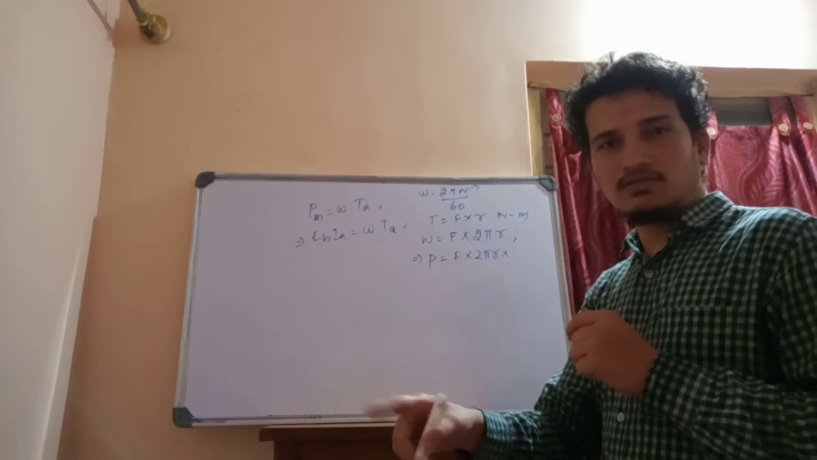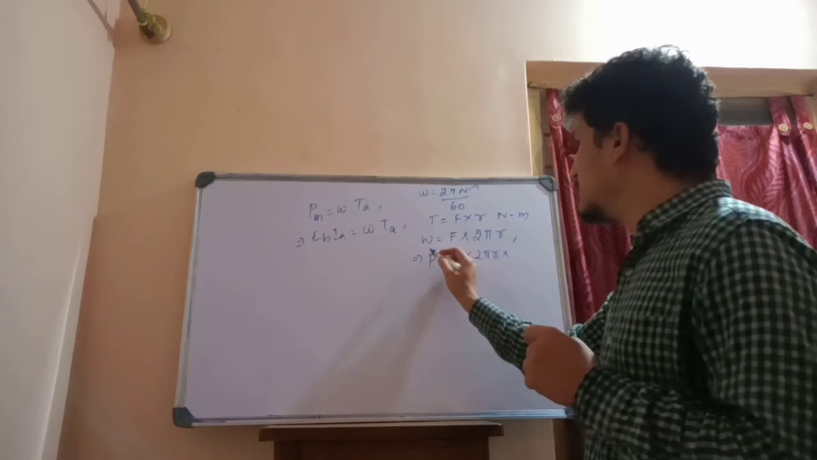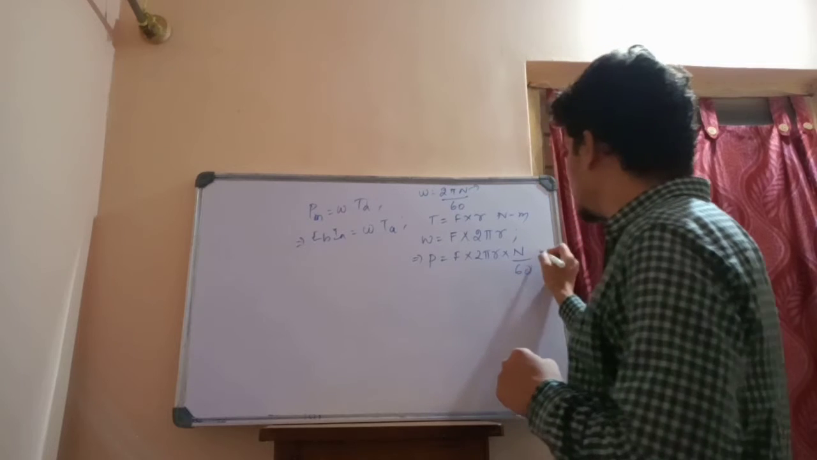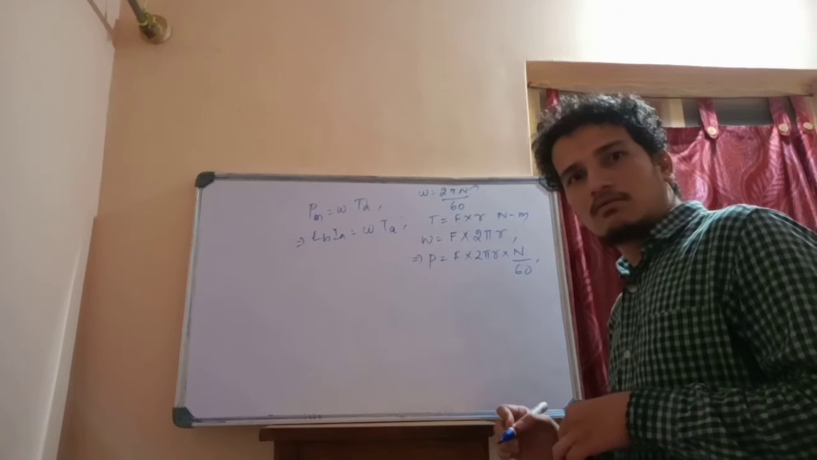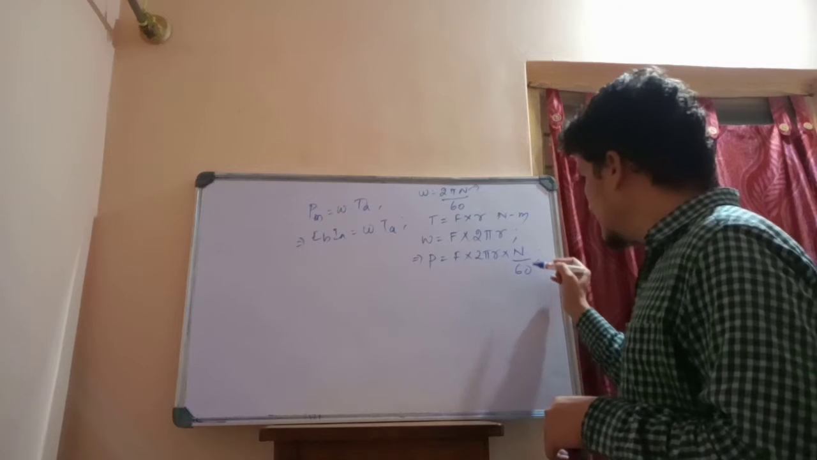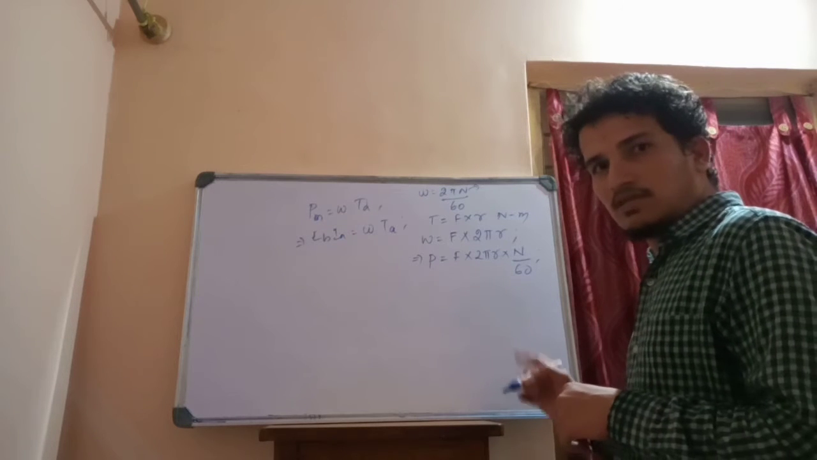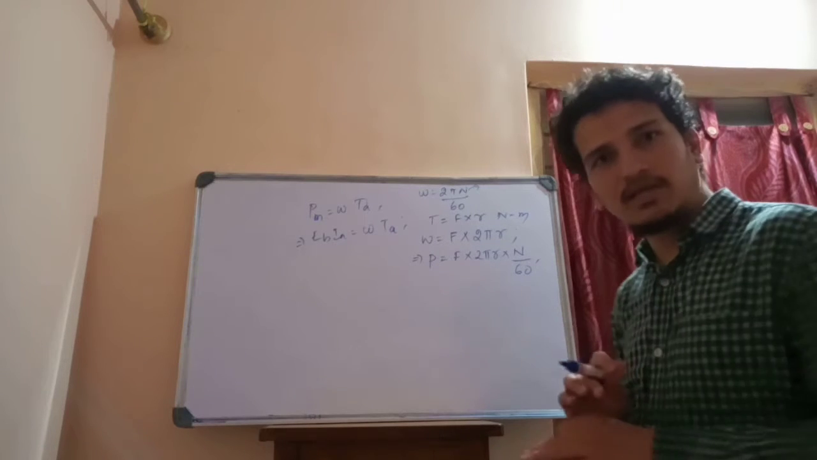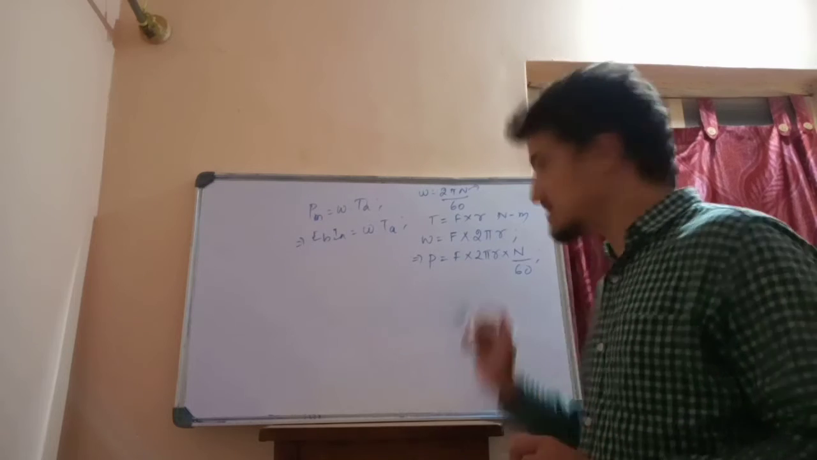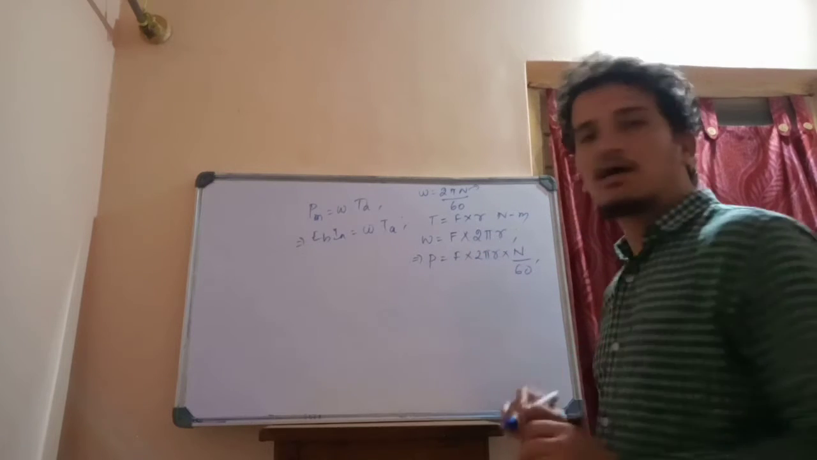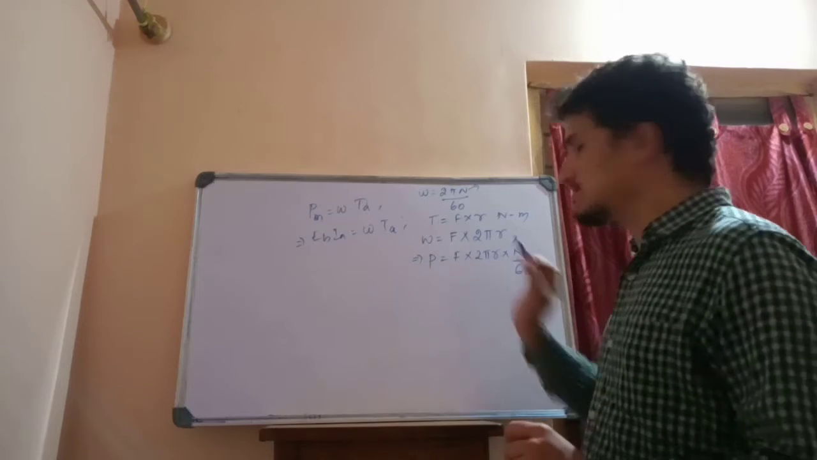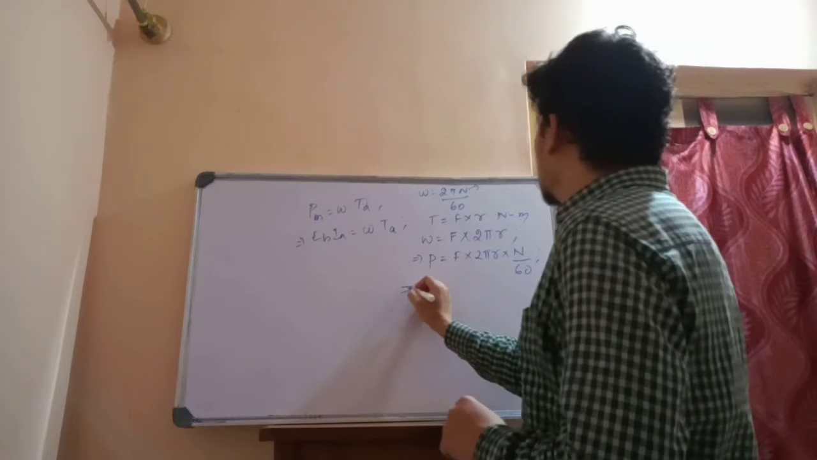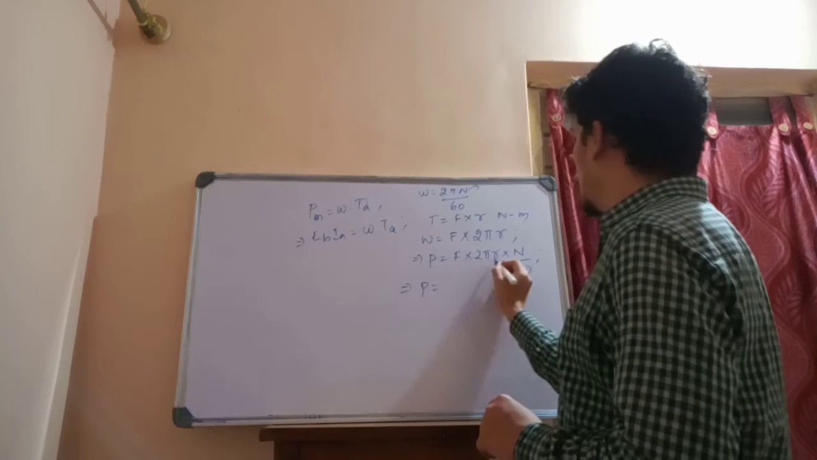In one revolution, how much power is developed in 1 second? That is N divided by 60. In 1 second, N by 60 rotations will be taking place. So that's why I am multiplying this. In N by 60 rotations, this is the power developed, that is nothing but what is developed in 1 second. Don't get confused.